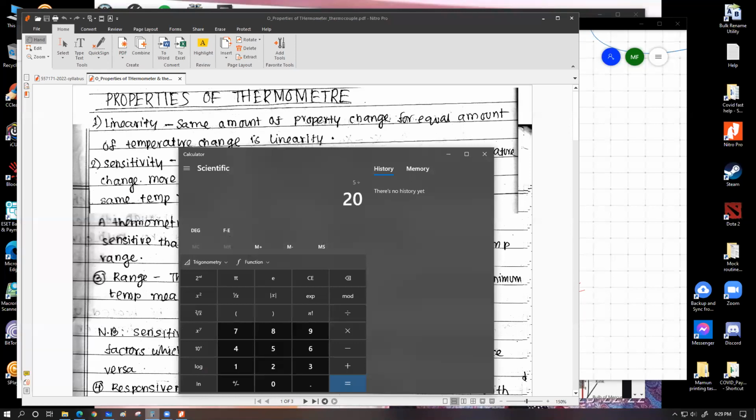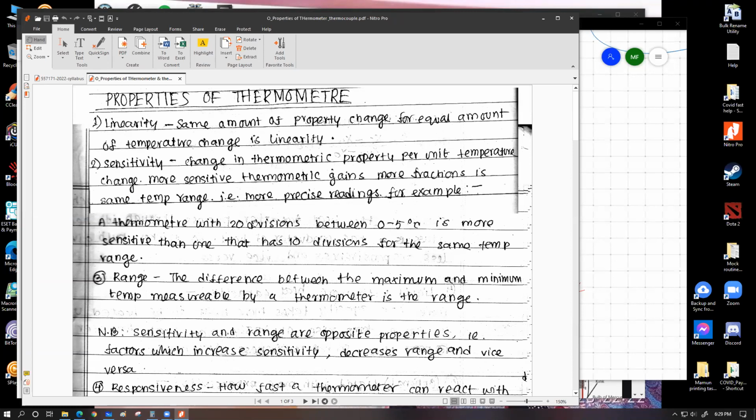5 by 20. 0.25. Sorry, my bad. So in this case, each small division for this thermometer, which has 20 divisions over the range of 0 to 5 degrees Celsius, is going to give you 0.25 degrees Celsius. So you can measure up to that much precision, one fraction or 1/4 of a degree Celsius. Whereas if another thermometer has only 10 divisions in it, each small division is going to give you 0.5 degrees Celsius. So you are simply going to lose the precision of the first one. So we say that the first one is more precise compared to the second one.